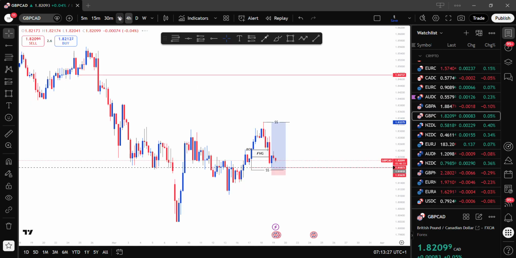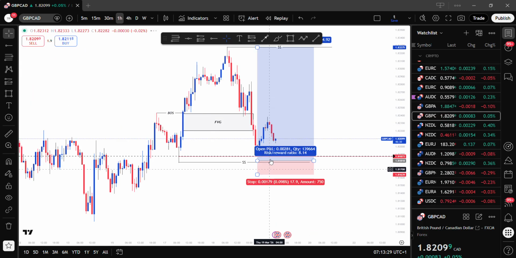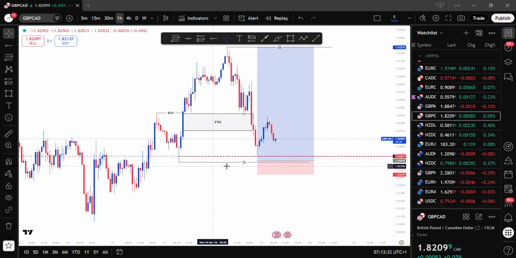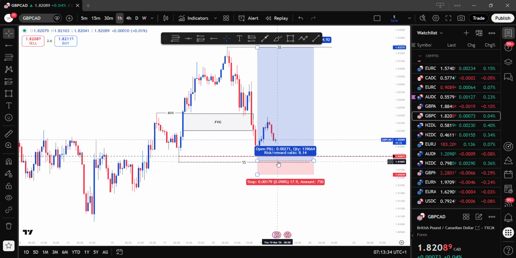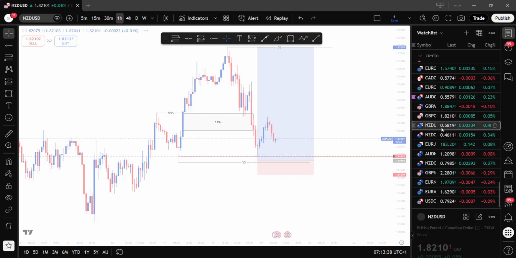If you check the 4 hours, you can see. If you check the 1 hour, you can see there's a break of structure happening here, and this liquidity market should come fill out. Then we take our entry from this point and buy up to this point. So let's wait and see what happens during the day.